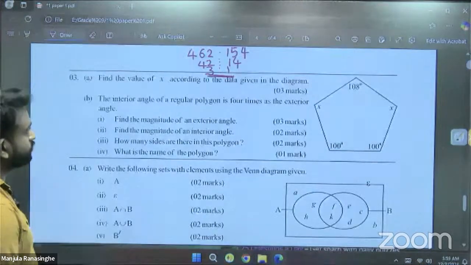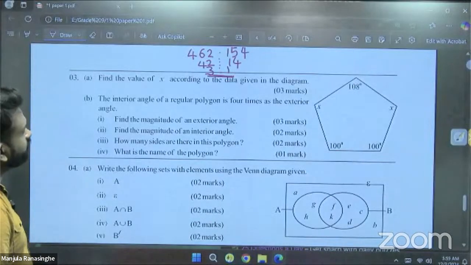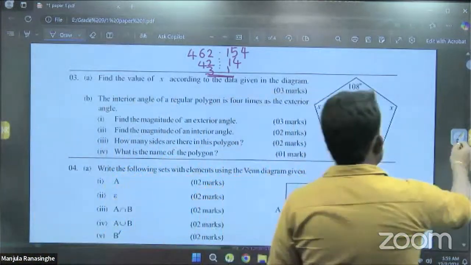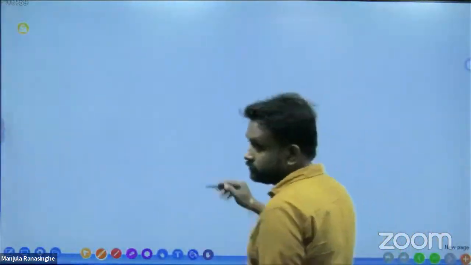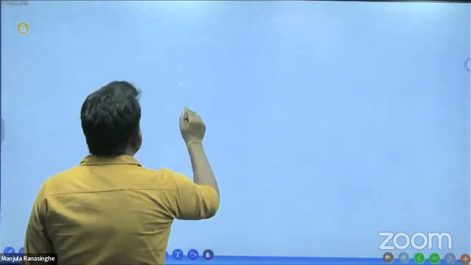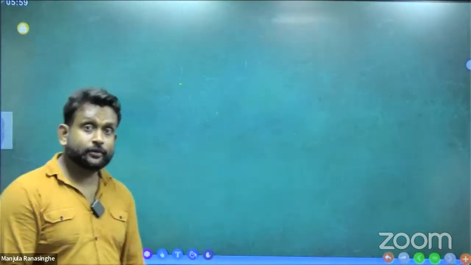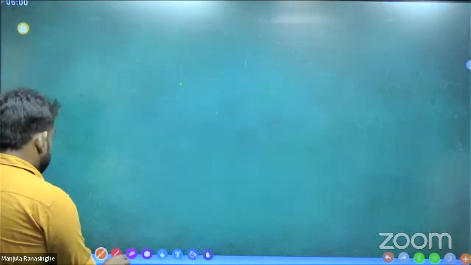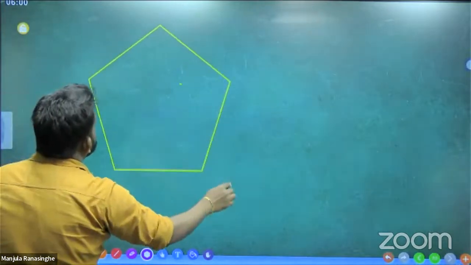Now we are moving to question number 3. Find the value of x according to the data given in this diagram. I will do it using the board here. We are going to discuss this very important question. Normally a polygon question comes. The second one is the pentagon. A regular pentagon is drawn here. This is the question, see there.